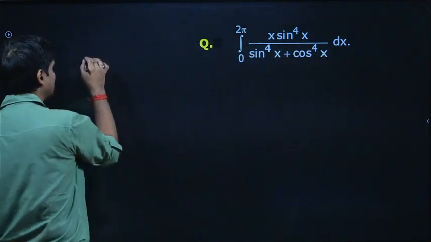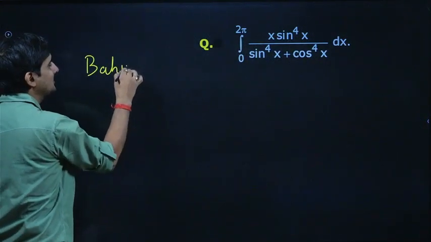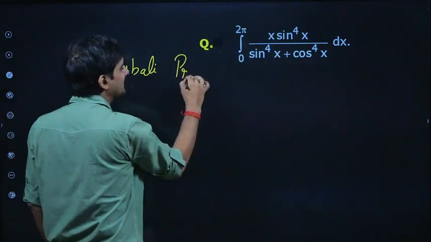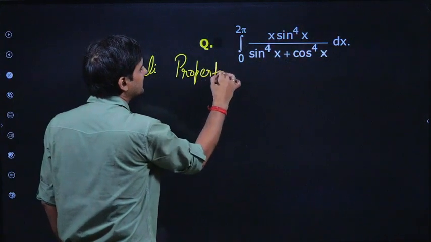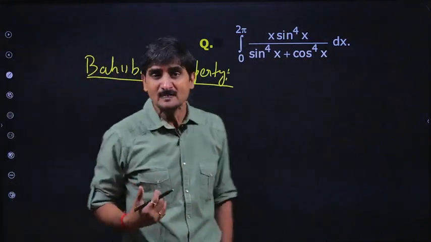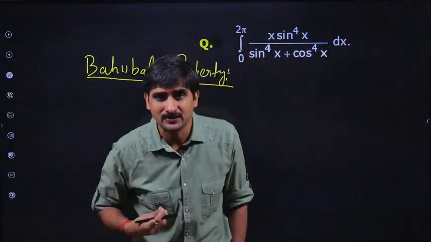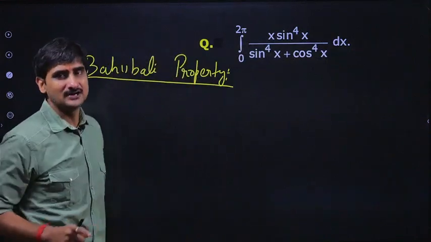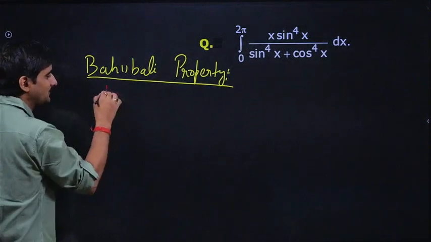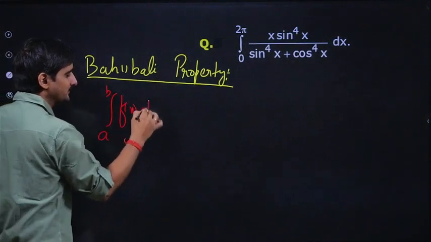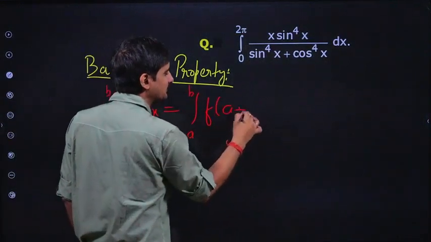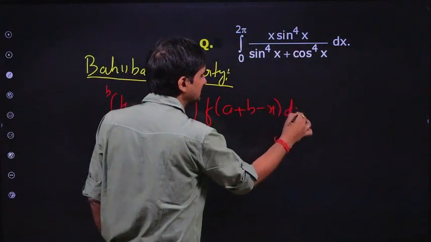See, Bahubali property I always say is one of the very important properties in definite integral. If I can't use any property, if I don't find any standard form to use those standard properties, this one thing I always try is to use Bahubali property. What is it? It says integral from a to b f of x dx will be the same as integral from a to b f of a plus b minus x dx, बच्चों.